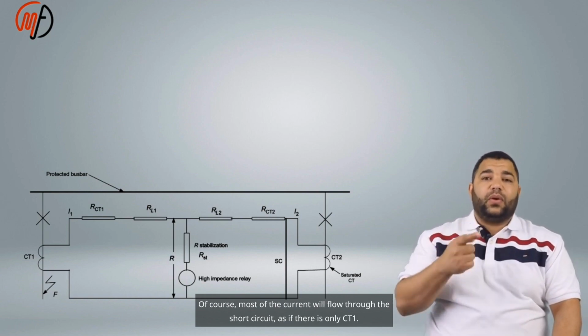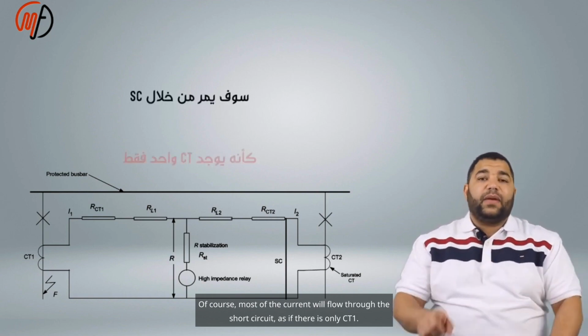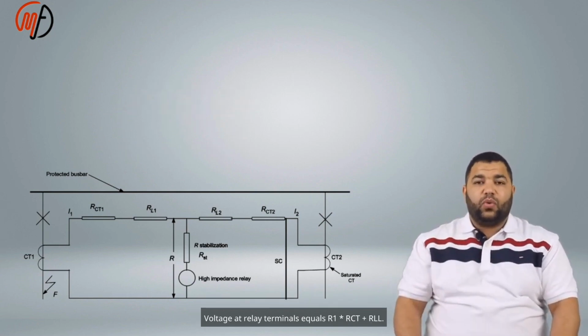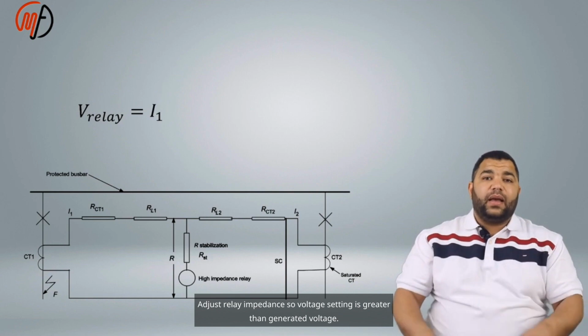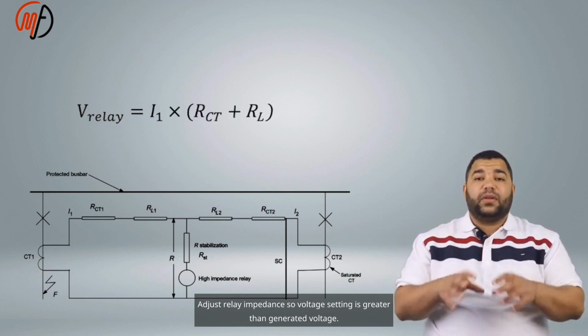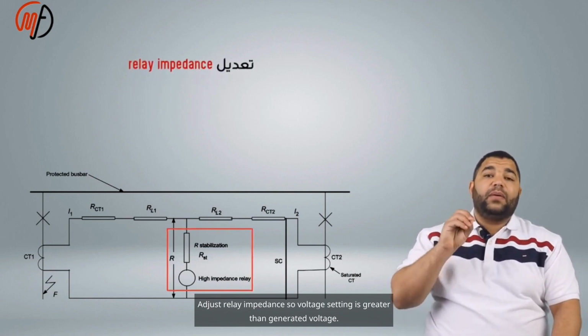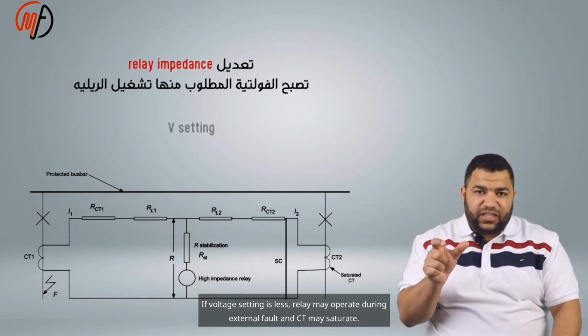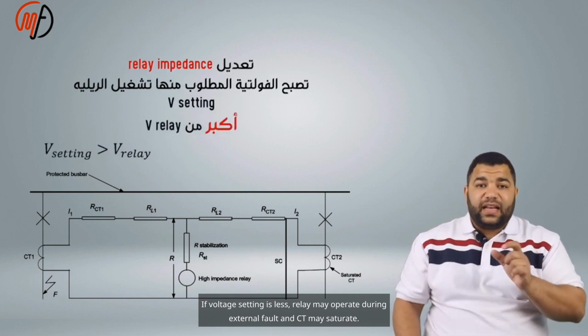Of course, most of the current will flow through the short circuit as if there is only CT1. Voltage at relay terminals equals I1 times (RCT plus RLL). Adjust relay impedance so the voltage setting is greater than the generated voltage. If the voltage setting is less, the relay may operate during an external fault when the CT saturates.